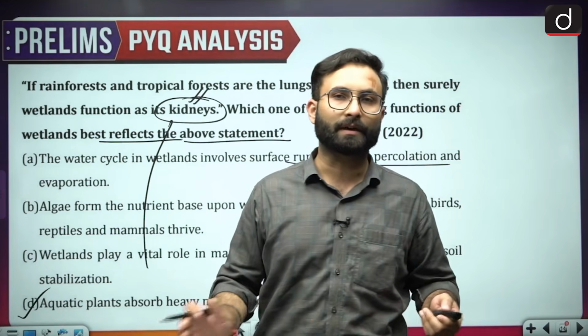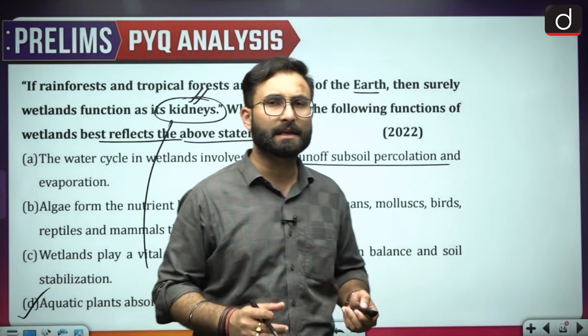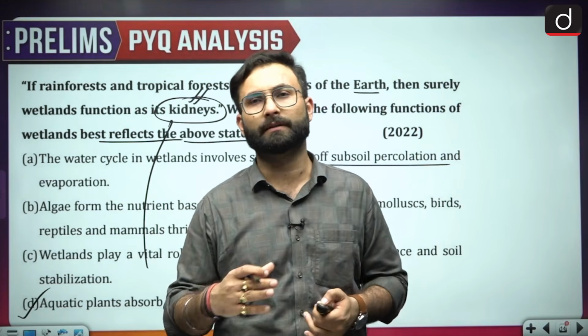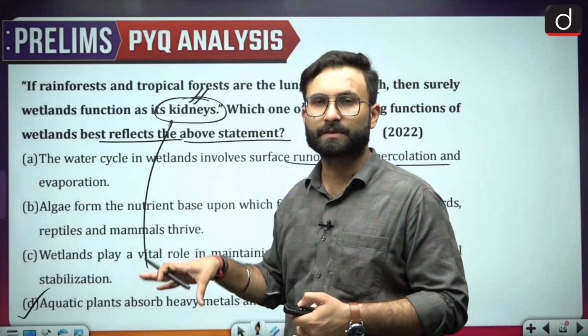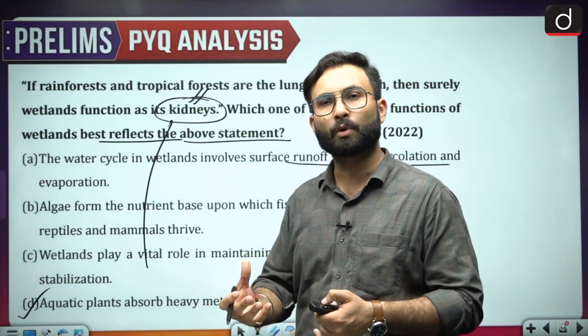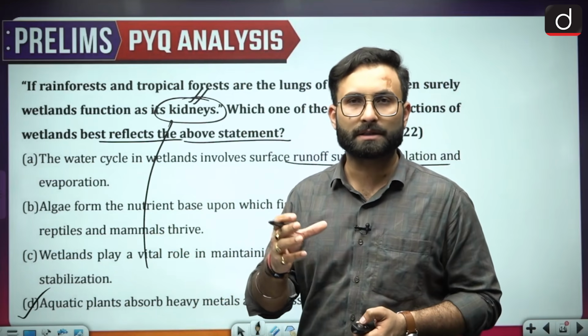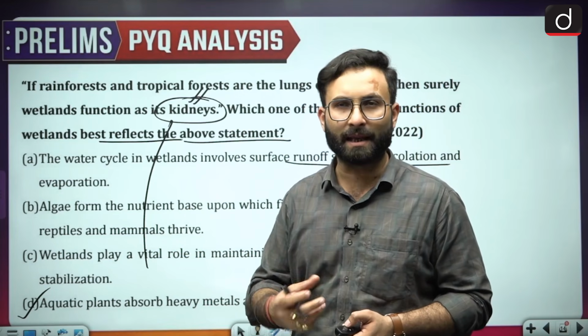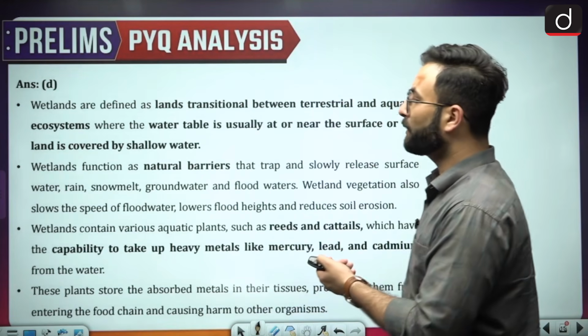When we talk about the wetlands, you will see that whatever water is coming from the runoff, there are various plants over there. They will be able to absorb or stop metals, heavy metals like lead, cadmium, etc. So that is there. Option D is your right answer.